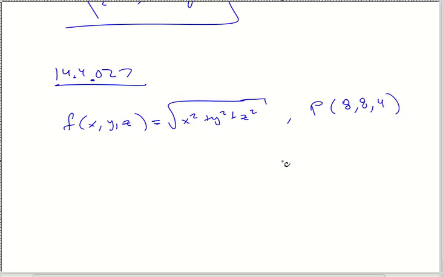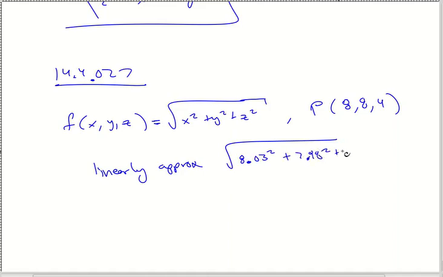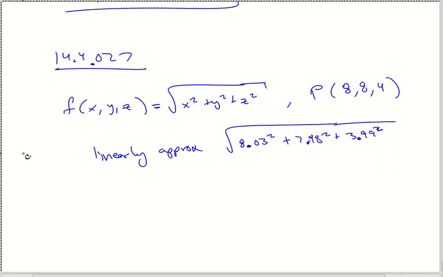And they're wanting, not a tangent plane necessarily. They're saying to linearly approximate. And then they give me this really weird value: 8.03 squared, 7.98 squared, and then 3.99 squared. Okay, isn't that weird? So we're jumping again from 3D, what we just had, now into 4D.